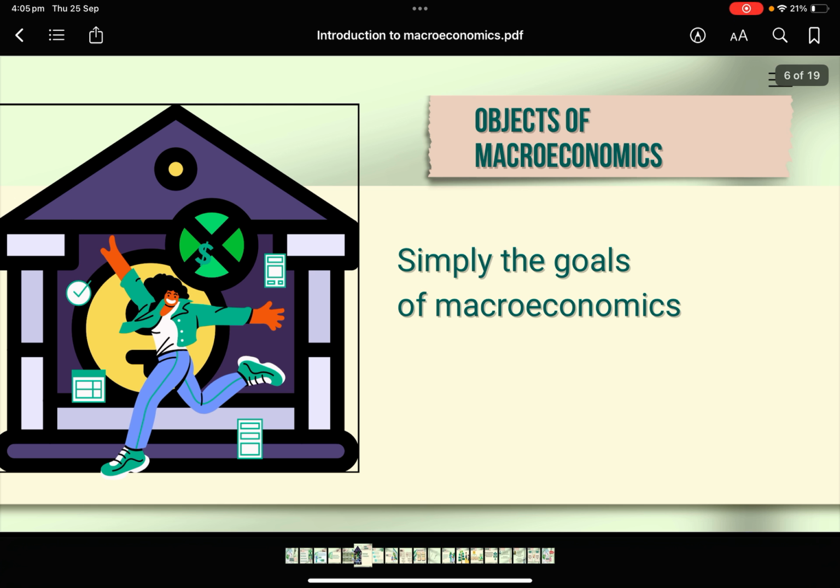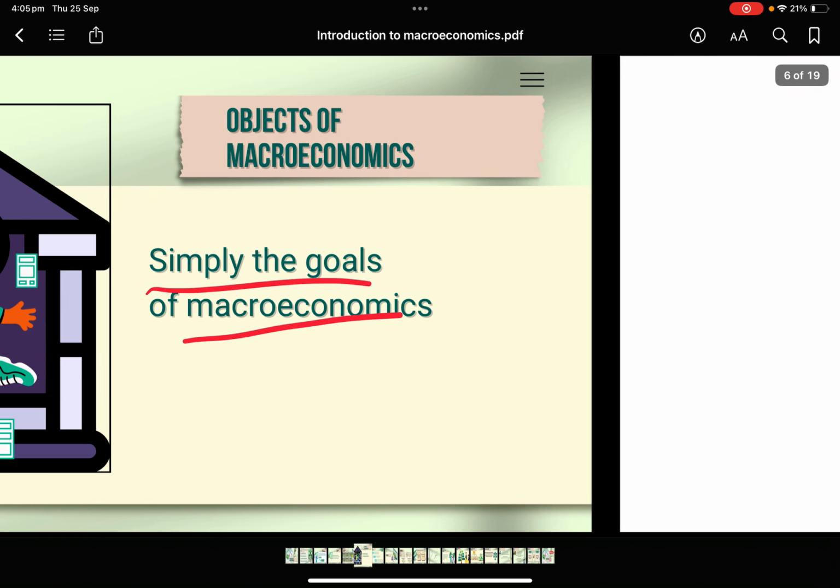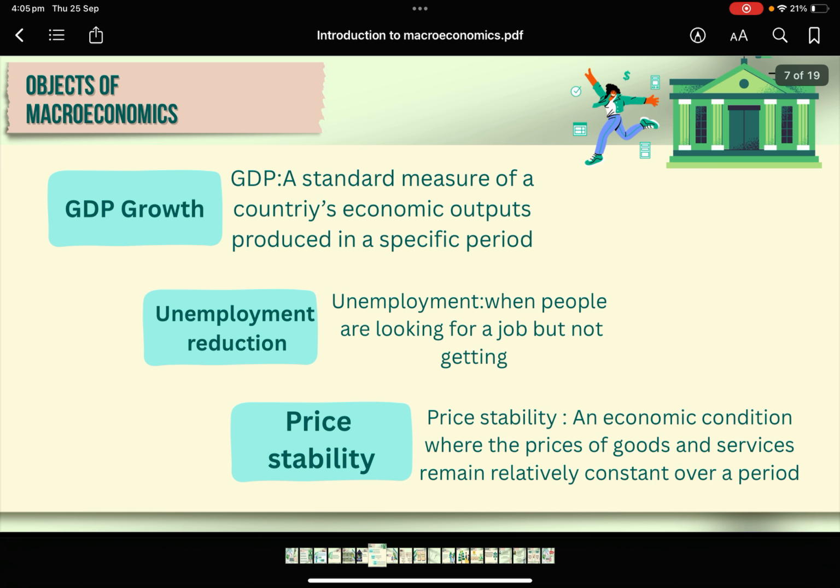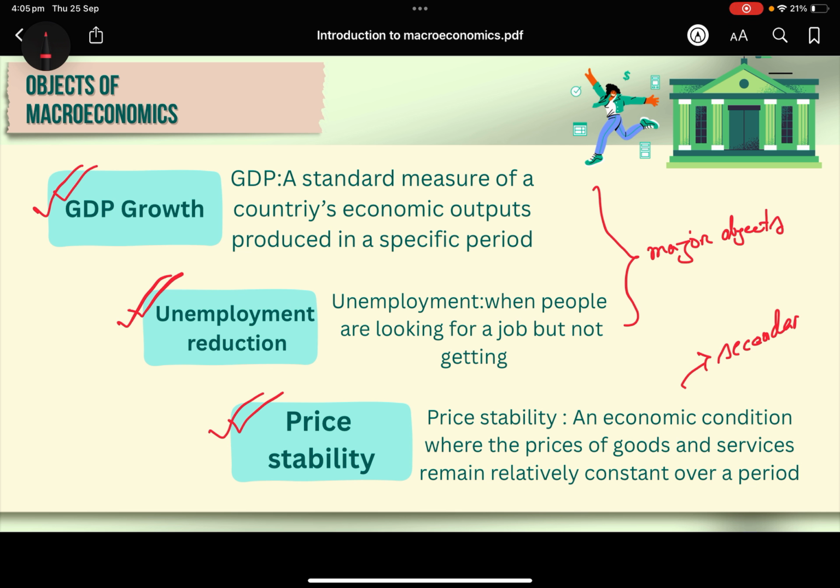What are the objects of macroeconomics? Simply the goals of macroeconomics. What macroeconomics actually wants. Okay, so there are three things that macroeconomics wants. The first one is GDP growth. The second one is unemployment reduction, and the final one is price stability. Here the first two are major objects, and the third one is a secondary object.